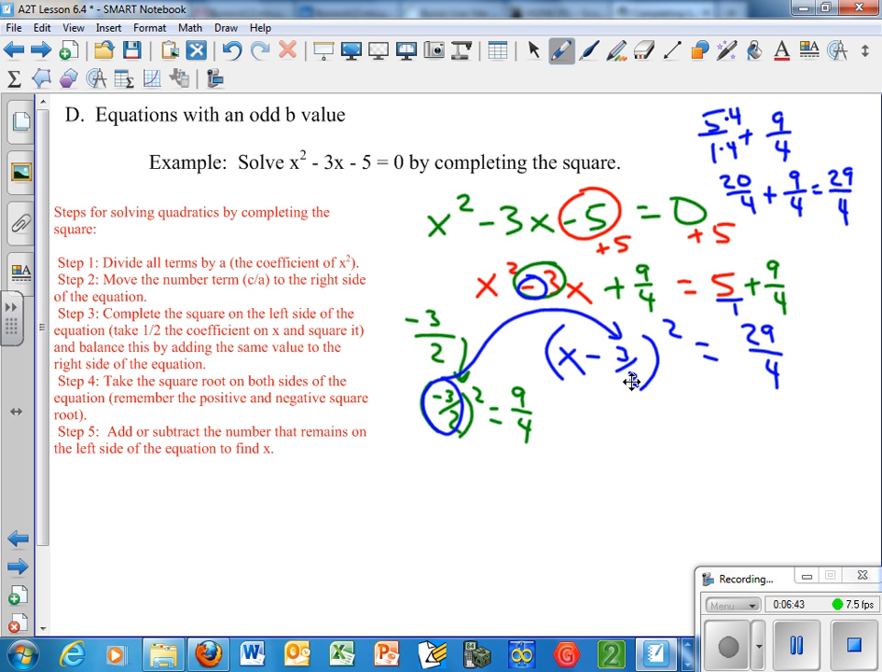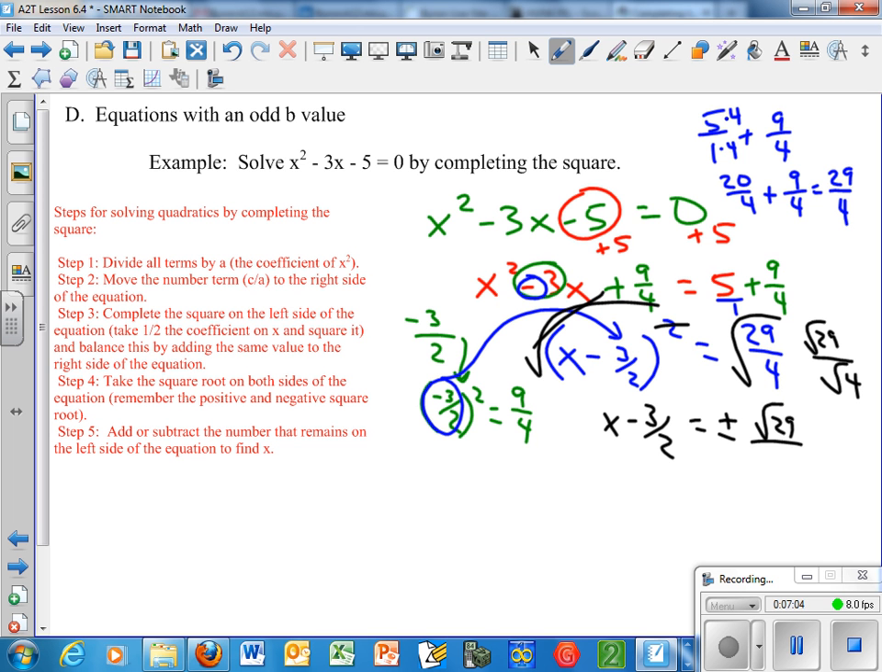Okay, now we're going to do the square root of each side. Square root, so it's x minus 3 halves. Square and square root undo each other. Equals. Now, positive and negative, I do the square root of each. If you notice, on the bottom there's a perfect square. On the top we get square root 29. The square root of 4 is 2. So I have positive and negative.